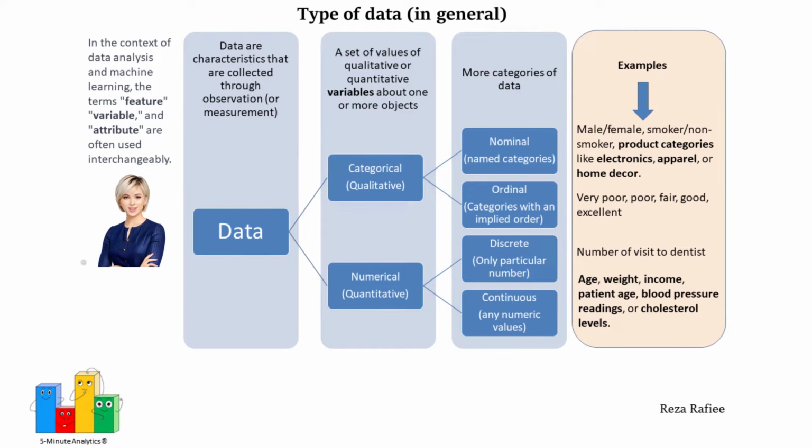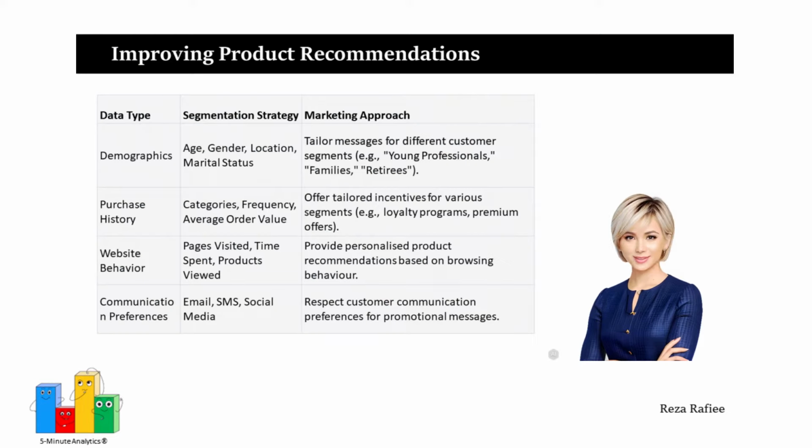Categorical data, on the other hand, represents non-numeric categories or labels. In e-commerce, this could involve product categories like electronics, apparel, or home decor. Categorical data is valuable for segmentation, allowing businesses to understand customer preferences, tailor marketing strategies, and improve product recommendations. Analyzing both numerical and categorical data is essential for a comprehensive understanding of real-world phenomena.